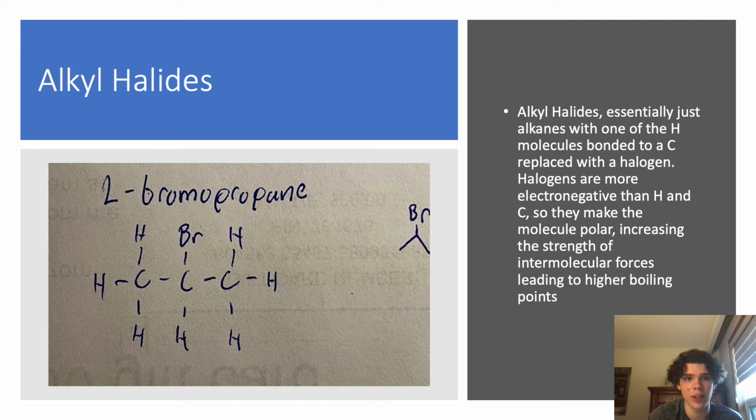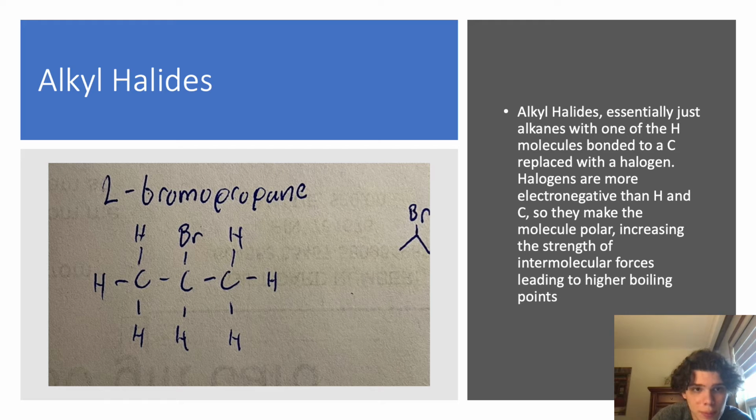So, now that we understand the basics of naming and drawing, I'm going to move a little quicker into the remaining ones, assuming that you know how the alkyls work and finding the longest carbon chain. So, moving on to alkyl halides, essentially just alkanes with one or more H atoms bonded to a carbon replaced with a halogen. So halogens are more electronegative than hydrogen and carbon, so they make the molecule more polar, increasing the strength of intermolecular forces that lead to high boiling points.